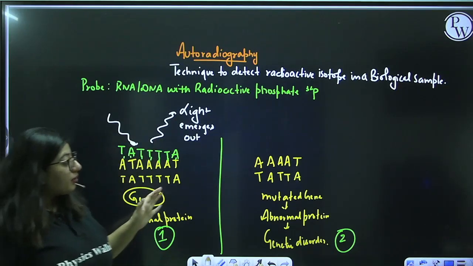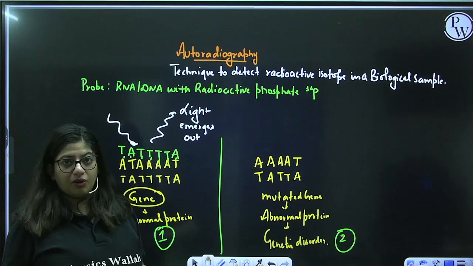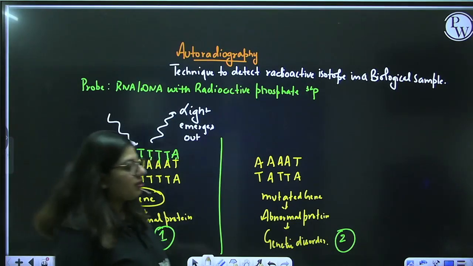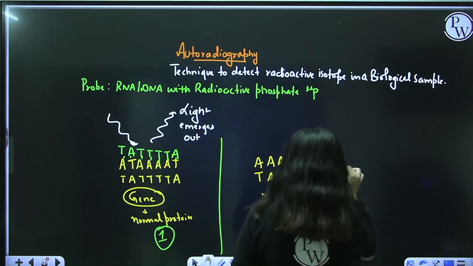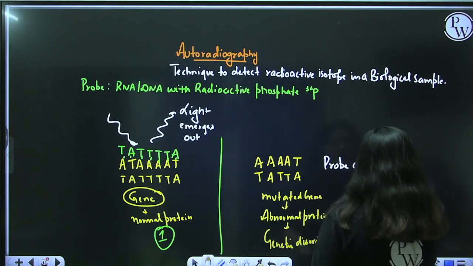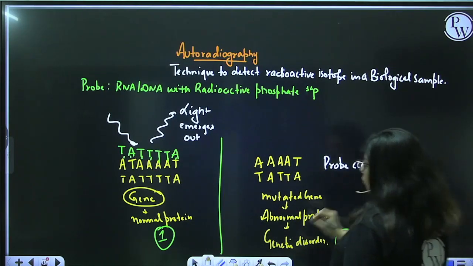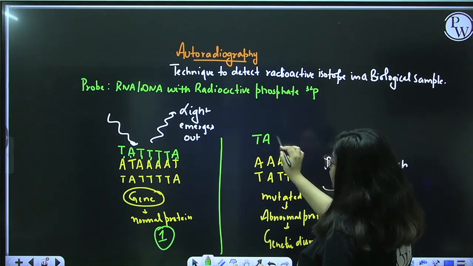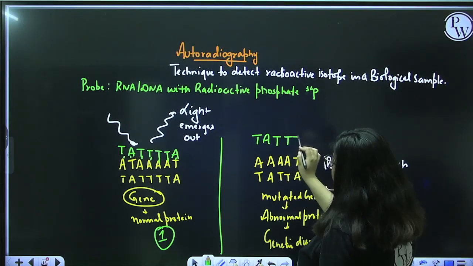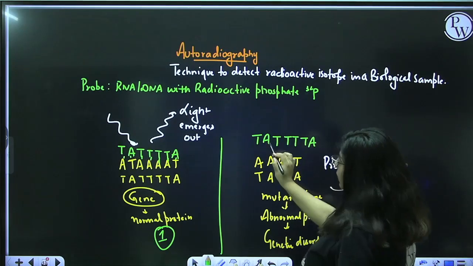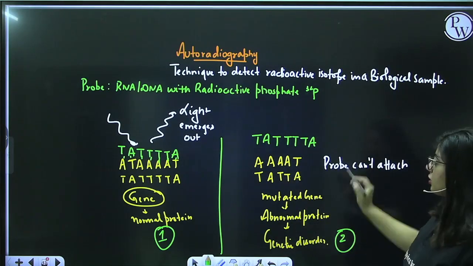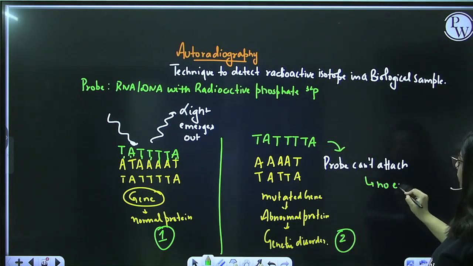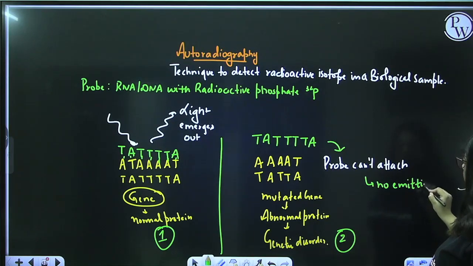But what if a person is having a genetic disorder? If a person has a genetic disorder, this probe cannot attach. Why? Because you all know how the probe is. The probe that we have made is T, A, T, T, T, T, A. Can A bind with A? No, it cannot. So this probe cannot attach. If it cannot attach, there will be no emission of light during autoradiography.